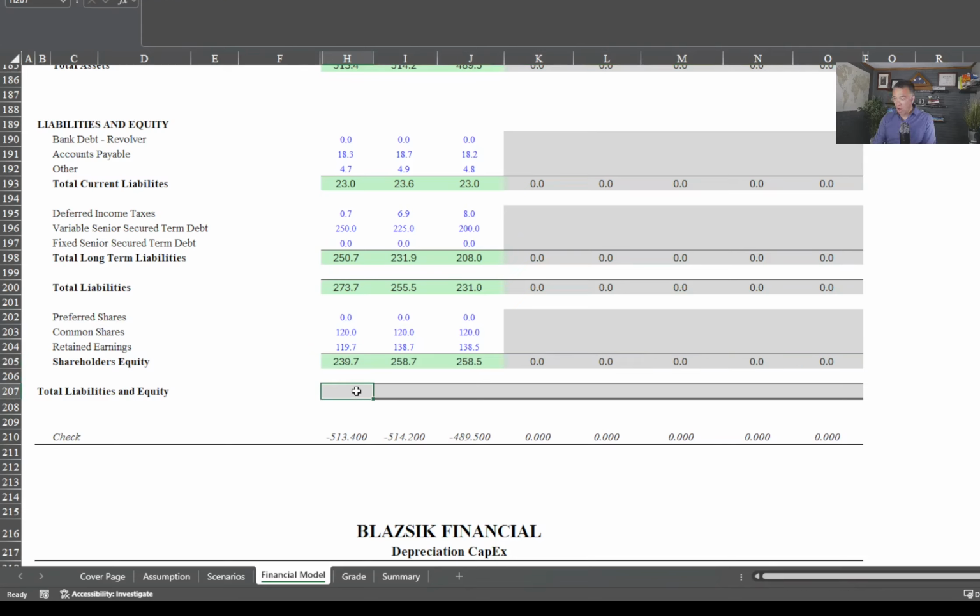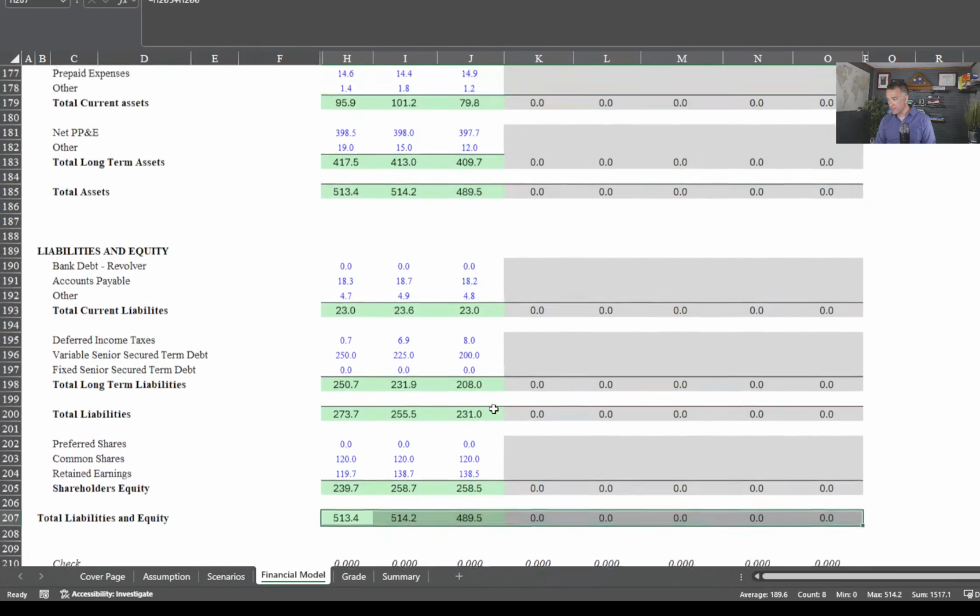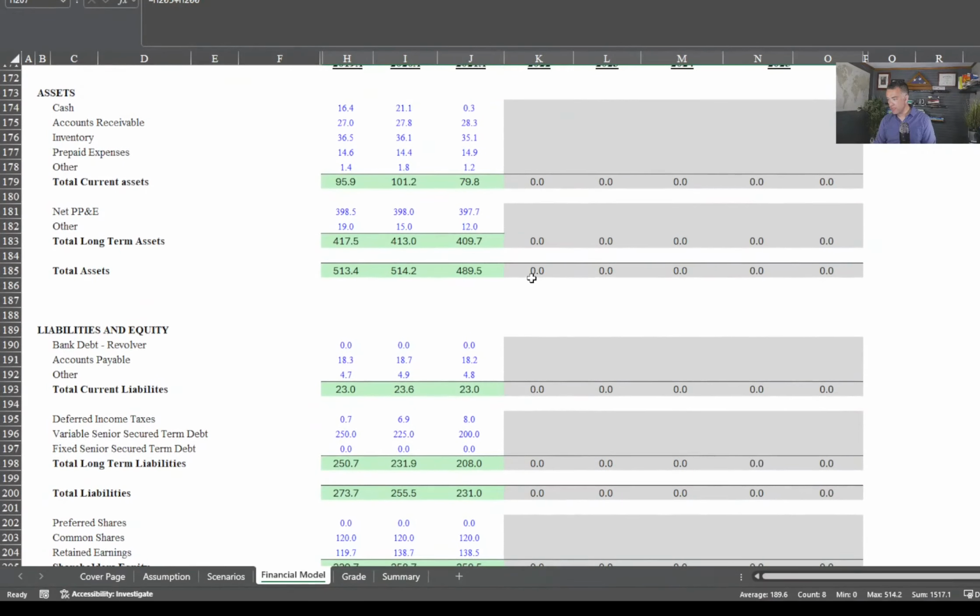And then we have our total liabilities and equity. So I'm going to add up the equity plus our liabilities, and then we'll start plugging in our numbers. So it balances so far because we got a bunch of zeros up there. And we want to make sure we add all those up.